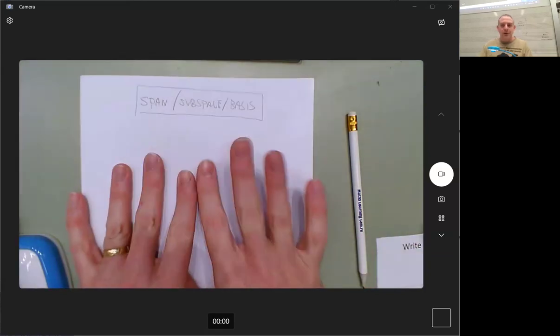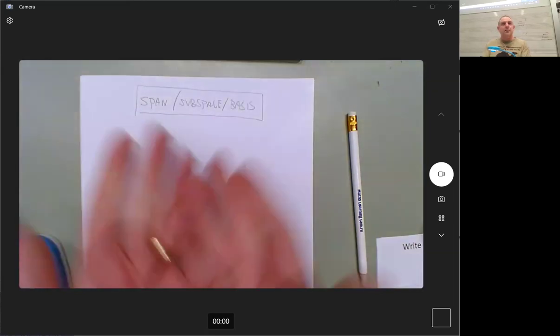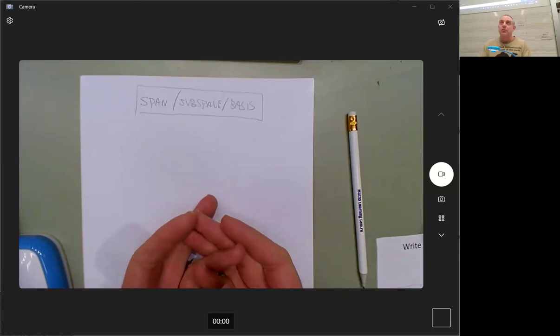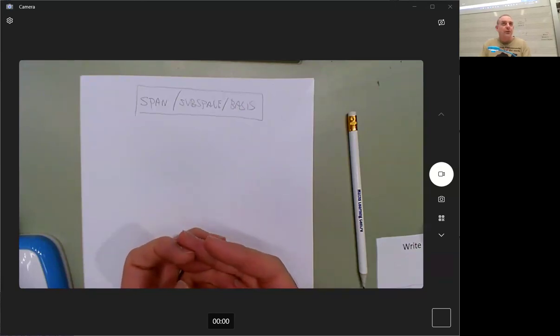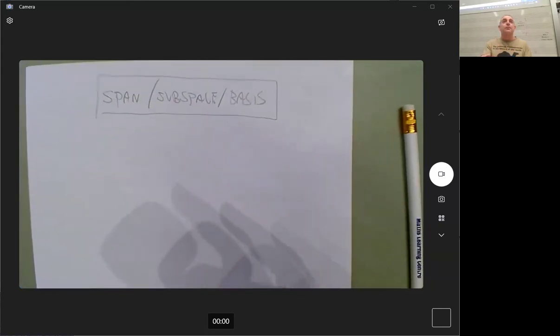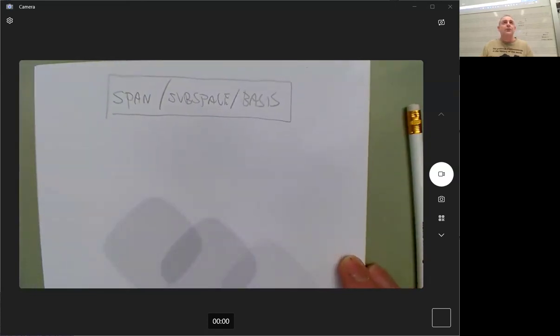As I said before we started recording, this whole span, subspace, basis thing is taught in a weird direction for a start, but is also the most different thing to any other maths you've probably seen before. It's not really like anything else.